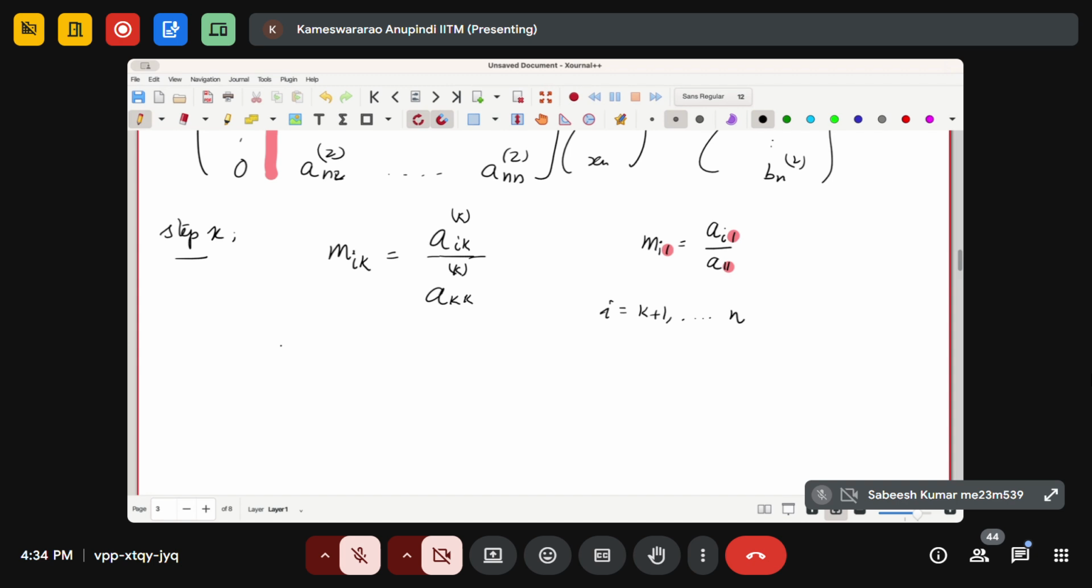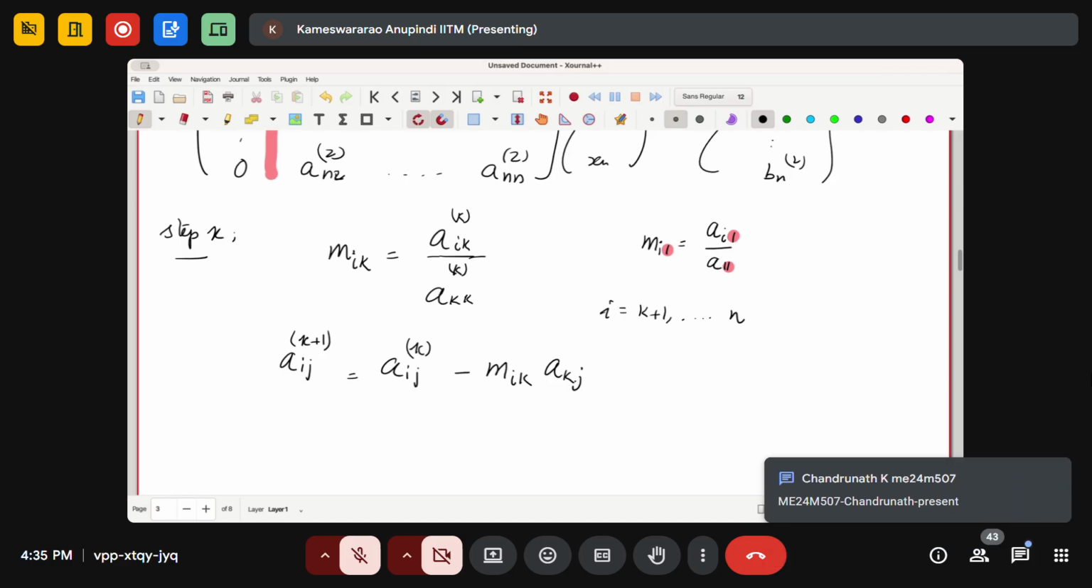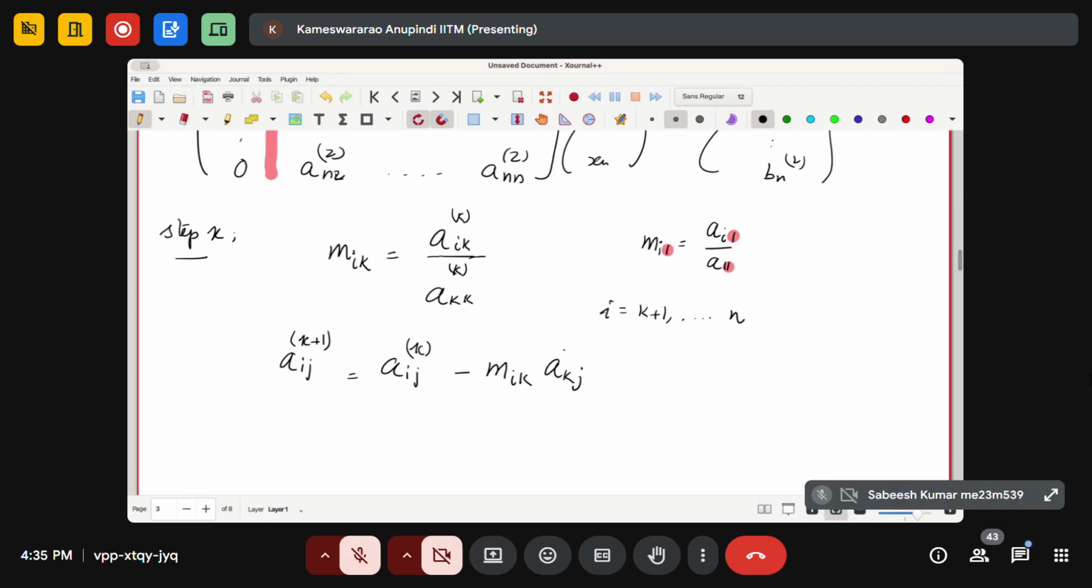Then I can do my row operations as aij at k plus 1, because now I am updating to the next level, equals I operate on aij^k minus mik. These are the multipliers. I should multiply them with akj. If k were 1, I should multiply with the first row. If k is 2, I should multiply with the second row elements, and j will give me the corresponding column. Just like I have done mi1 a1j, I'm doing mik akj. And of course, these are the available values at step k, and then we are modifying the value.